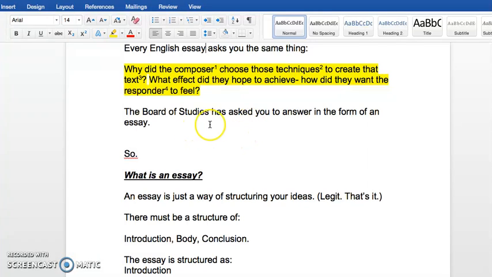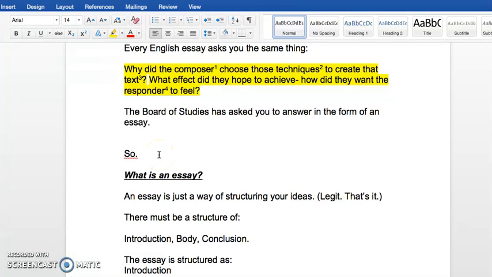But the Board of Studies has asked you to answer it in the form of an essay. Now, most students see the word essay and they start crying and they're like, I don't know how to write an essay. Essays are so hard. But we're going to break them down for you.